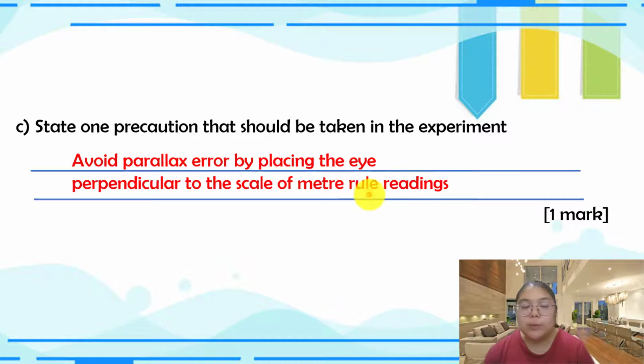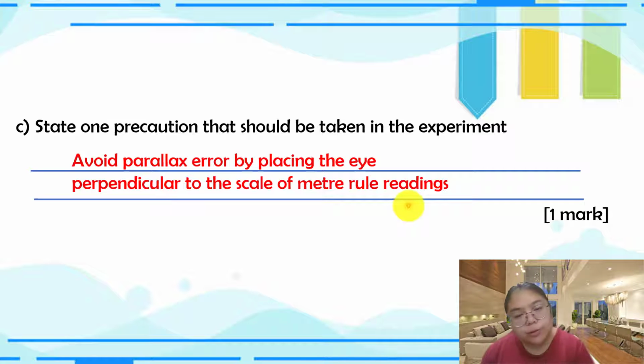So what is the keyword from the precaution? Okay, first one, you must start with avoid parallax error. Then after that, by placing your eyes, okay, this one is a keyword, perpendicular to where? To the scale. Okay, of what instrument are you using? Maybe you're using a stopwatch, so stopwatch readings. Okay, so this one is a precaution for question 2. So this one should be the 12 marks from your Paper 3 question 2.